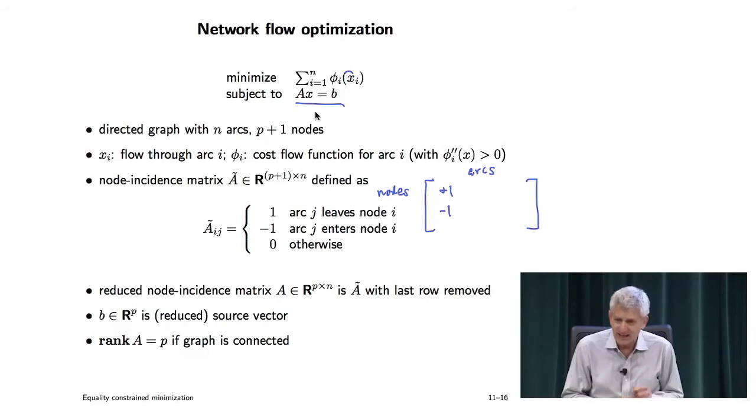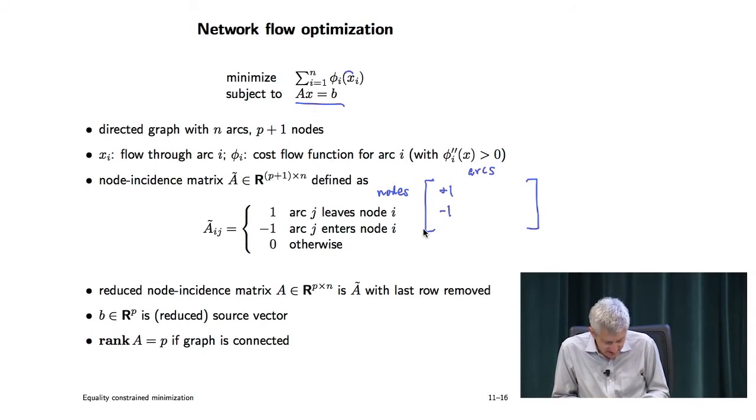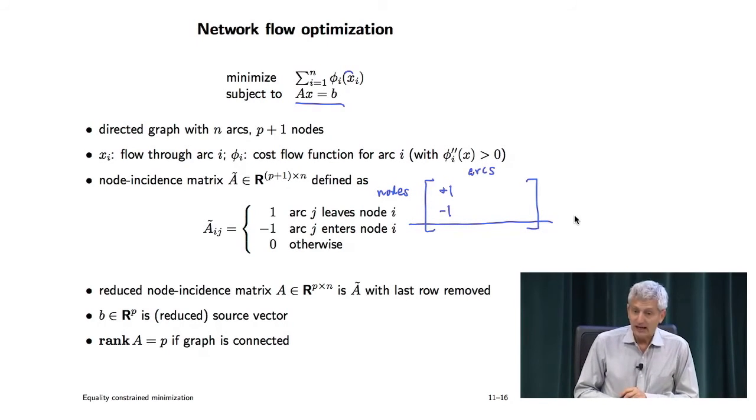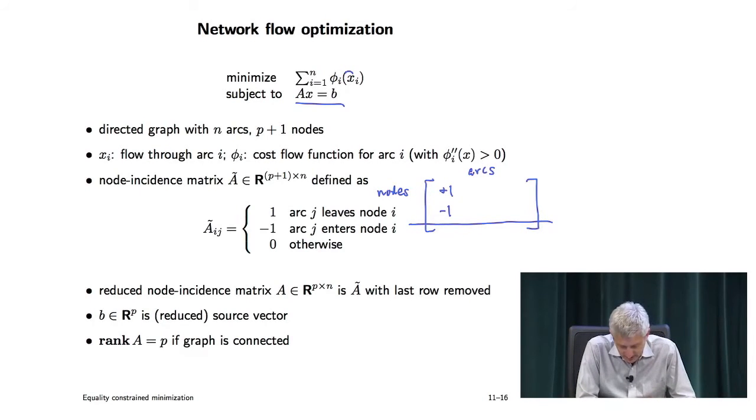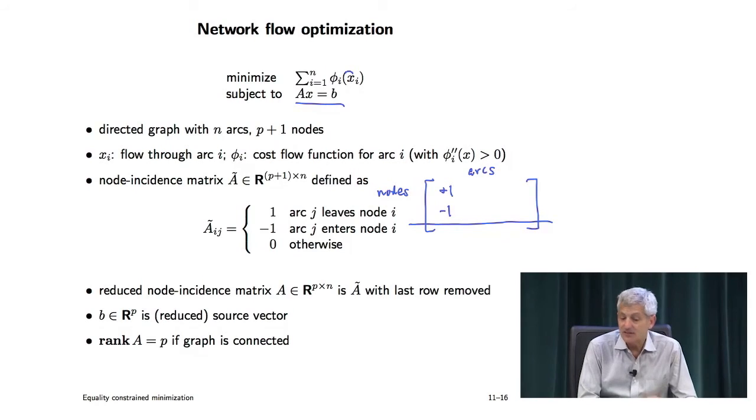That would actually be perfectly okay to leave it here, but instead it's conventional to simply remove 1 row, and that gives you a reduced node incidence matrix, A tilde, and if the graph is otherwise connected, then that matrix is not rank deficient. That's standard. We could say lots of things about that, but this is the same. This is done in electrical engineering. This means you choose 1 node as the ground reference or datum node. Okay, so that's all that matters there.